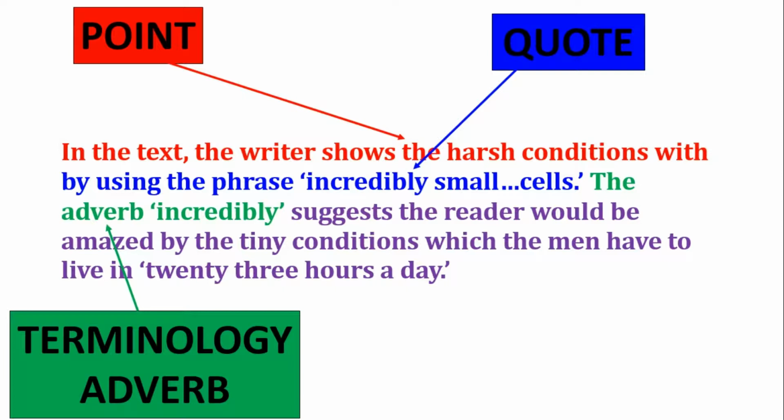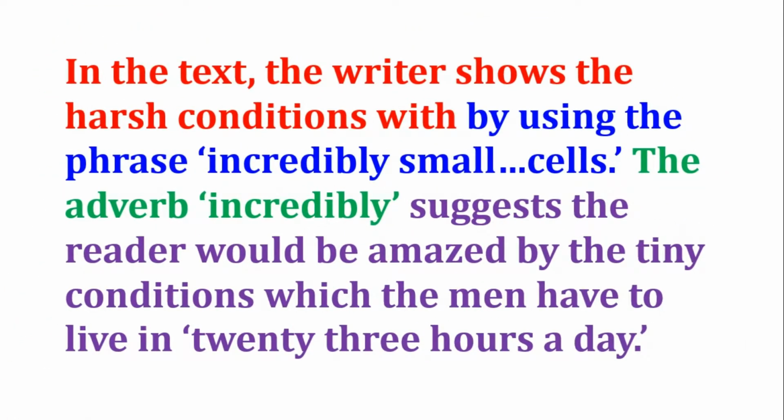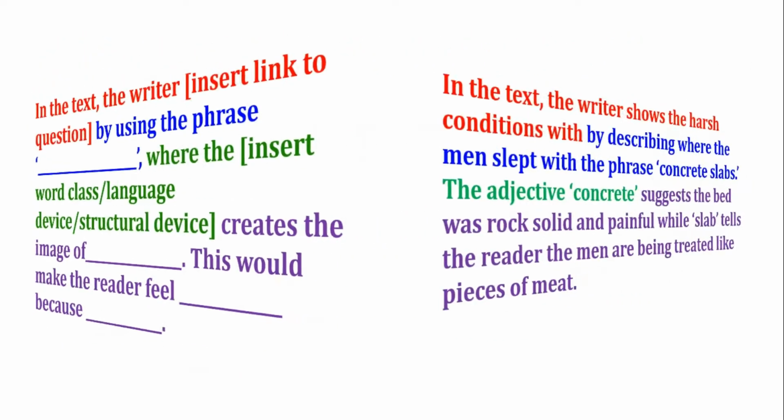Remember though, I don't have to use the terminology if I'm not sure. I know incredibly is an adverb, but if I didn't know that, then just say the word. And then here I've explained why I've chosen that quote, why it shows the conditions are harsh. Well, basically, incredibly small suggests to the reader that the prisoners are living in tiny, horrible conditions. Also at the bottom, you've noticed I've put in quotes 23 hours a day. That's a quote from the text. So again, I'm showing the examiner I've read the whole article, and I'm trying to get in as many quotes as possible. Okay, and there it is together if you want to pause.